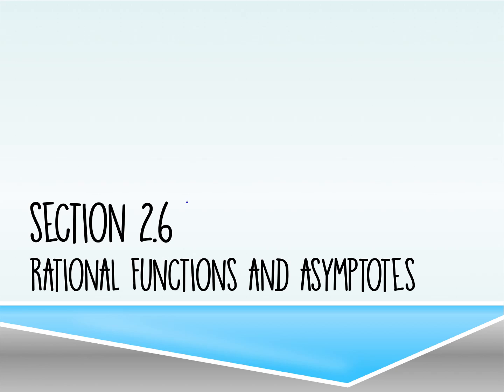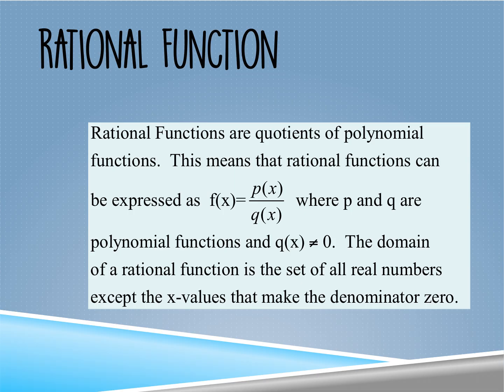Right, so we're going to take notes on 2.6/2.7. We're going to talk about rational functions and asymptotes. A rational function is a fraction and a function. It's when we have a polynomial in the numerator and in the denominator.